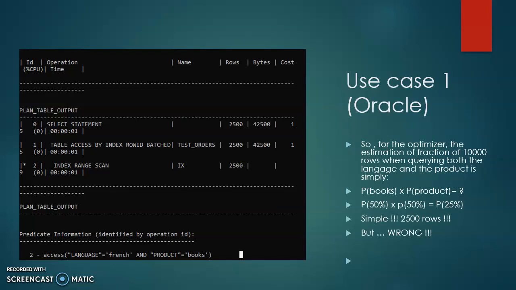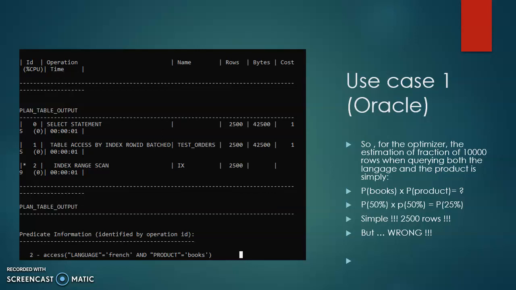The first use case is with the Oracle database. For the optimizer, the estimation of the fraction of 10,000 rows when querying both language and product is simple. So we have 50% of books and 50% of DVDs, and we want to query the language French and the product equal to books. So 50% times 50% is equal to 25%.